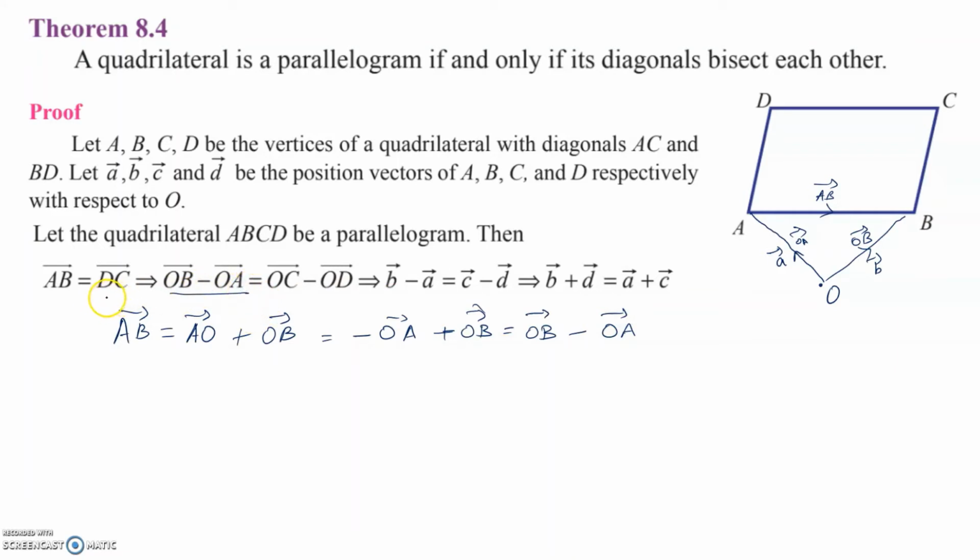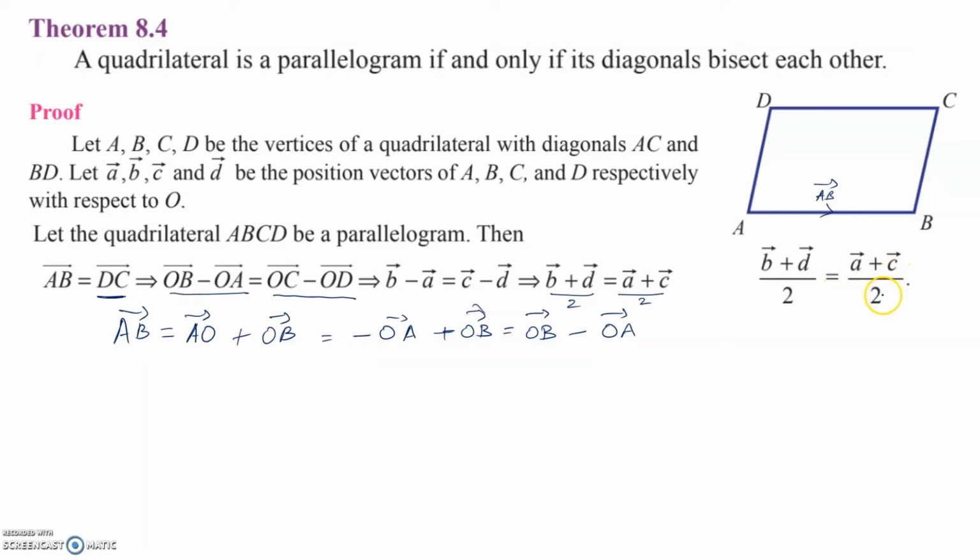And similarly for DC, we can prove that it is equal to OC minus OD. Replacing the vectors AB and DC with the position vectors OA, OB, OC, and OD, we get B minus A is equal to C minus D, and rearranging them, you get B plus D is equal to A plus C. Now further, I can divide them by 2. You will get (B plus D) by 2 is equal to (A plus C) by 2.